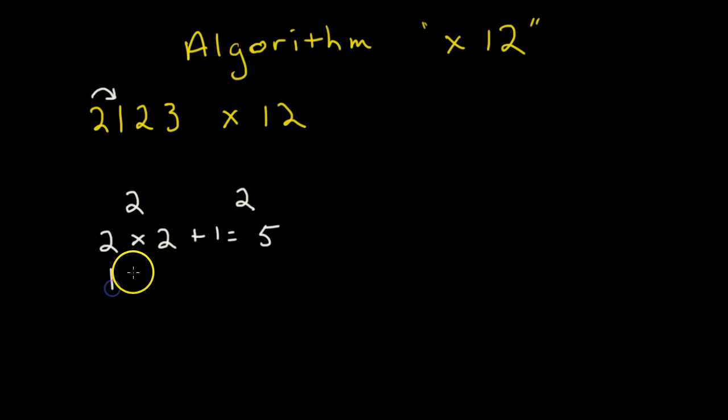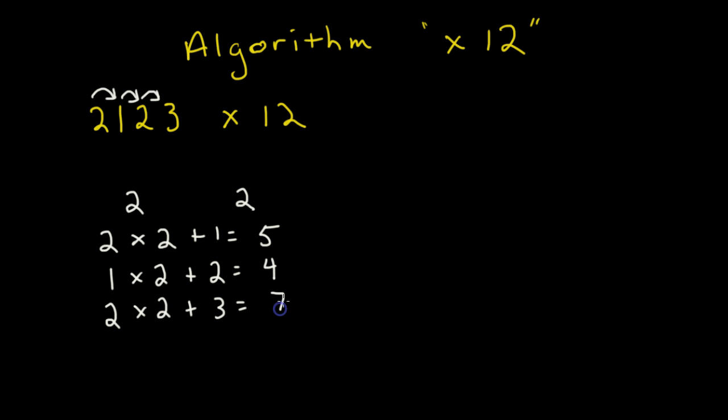I take the next number 1, I multiply that by 2, and then I add the next number, which is a 2. Okay, 1 times 2 plus 2 is 4. And then I take that next number, which is a 2, multiply that by 2, and then I add the next number in the sequence, which is 3, and that gives me 7. And then finally, I take the 3, multiply that by 2 as well. There is no other number to add, and so we get 6. So our answer becomes 2, 5, 4, 7, 6.